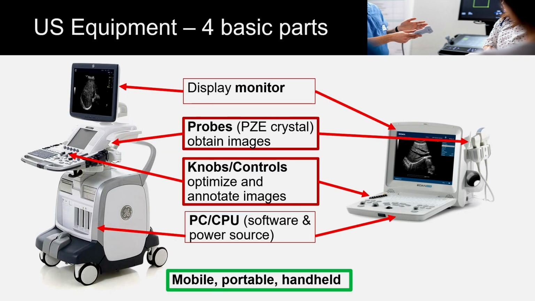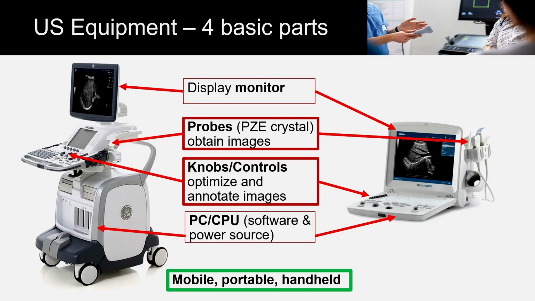Irrespective of any ultrasound, you're going to have 4 basic parts to any ultrasound unit, whether they're handheld, portable, or mobile. They will have to have a display monitor of sorts. Some of the newer handheld units have it sort of in the palm of your hand, like a phone or an iPad you can plug in, but you must need a display monitor. You would also need a PC with a CPU in it for the software, for the power source, and to store images and so forth.